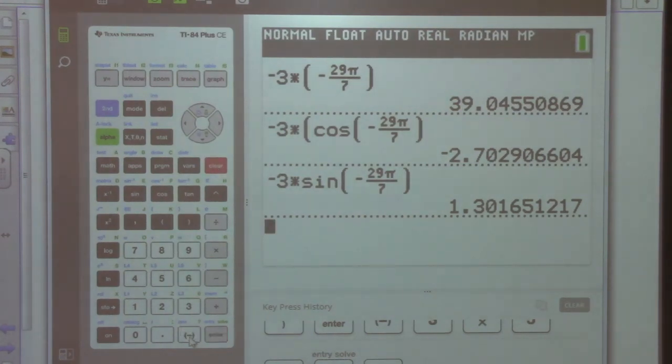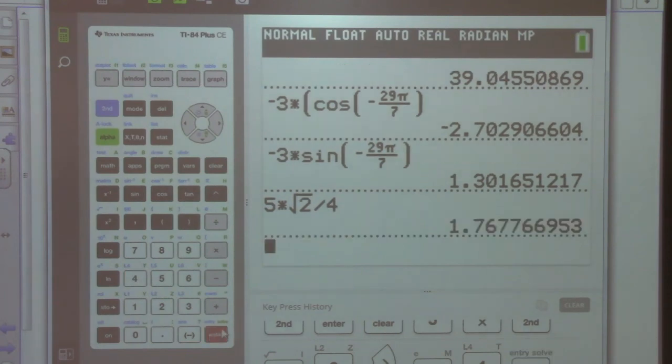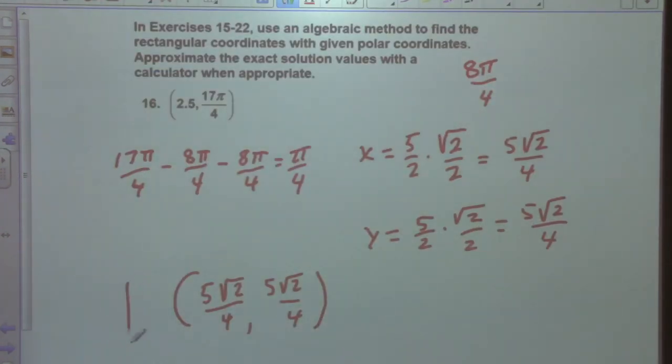So, five times square root of 2, and we're going to divide that by 4. So yeah, you get 1.78. That's what you got, right? Yeah. Which is your exact answer, but if you put decimals, I guess that's okay.